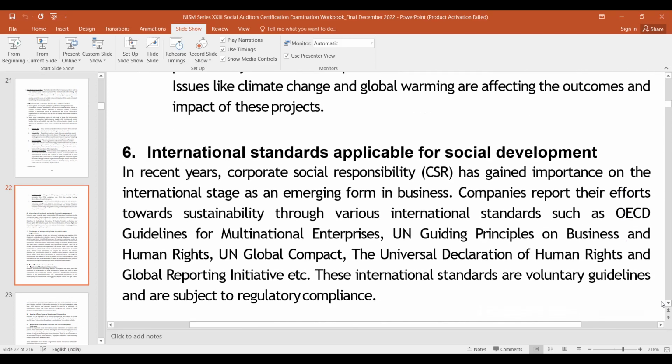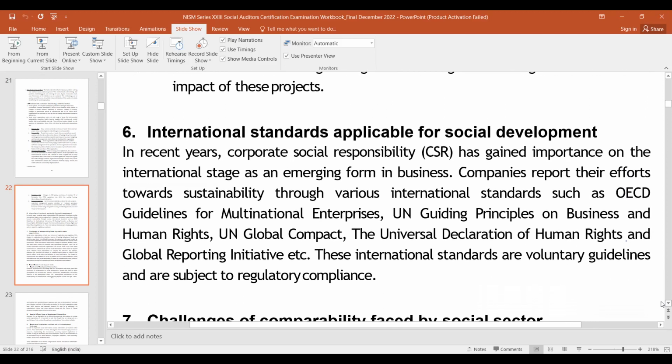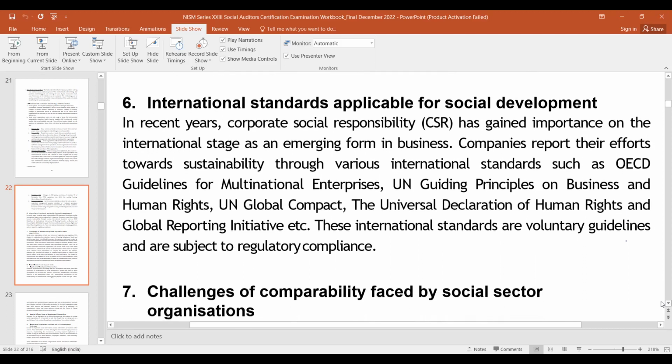Now let us see the international standards which are applicable for social development. CSR, everybody knows, has gained importance on the international stage as an emerging form in business. Companies report their efforts towards sustainability through various international standards such as the Organization for Economic Cooperation and Development guidelines for multinational enterprises, UN guiding principles on business and human rights, UN Global Compact, Universal Declaration of Human Rights, and Global Reporting Initiative. These international standards are voluntary guidelines and are subject to regulatory compliances. They may ask a question on this: what are the international standards applicable for social development? CSR, OECD guidelines, UN guiding principles, UN Universal Declaration of Human Rights, and Global Reporting Initiative.